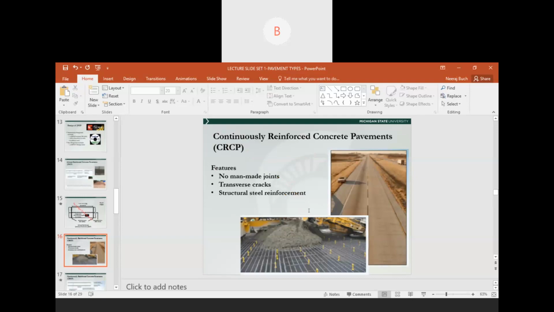The other major difference is that there is steel, structural steel, both in the longitudinal as well as the transverse direction in the concrete slab. And this steel is placed to improve the load carrying capacity of the concrete pavement. So clearly, this steel is structural steel that is placed in a continuously reinforced concrete pavement.